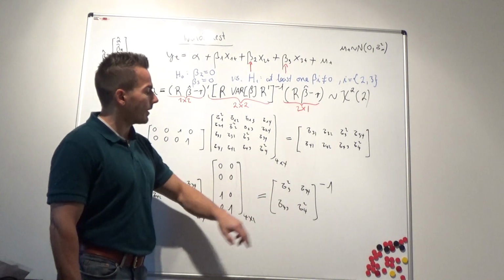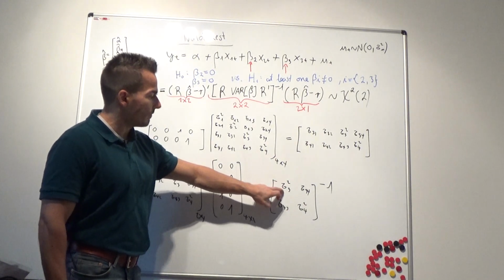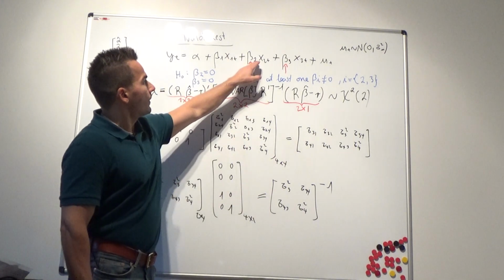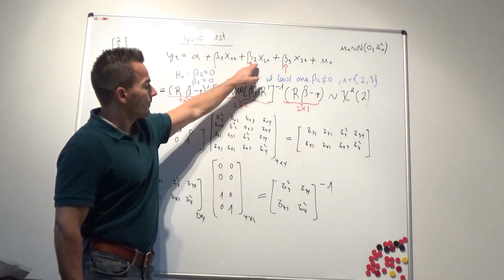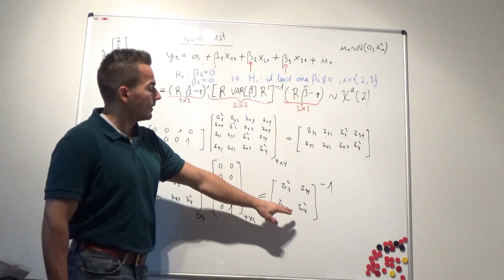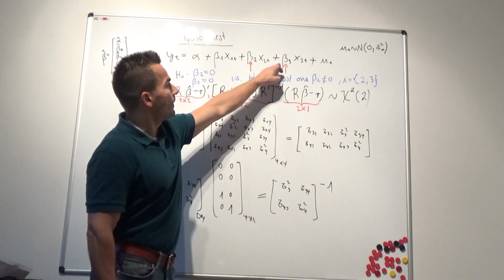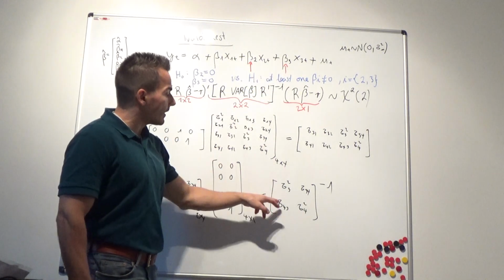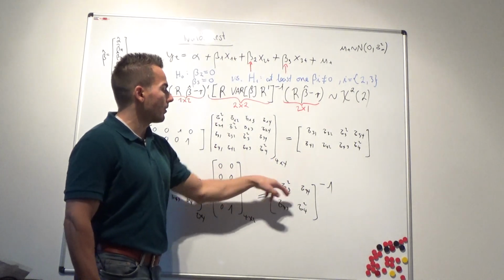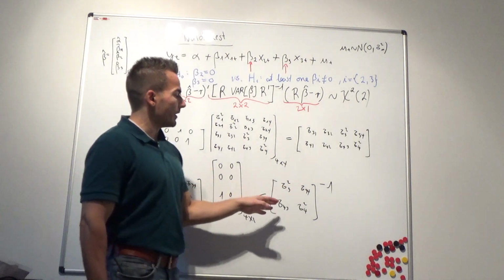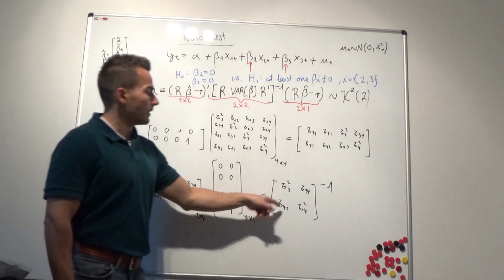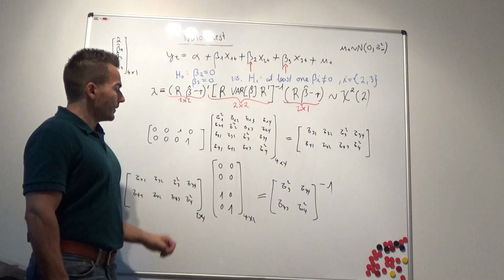So we have here on the main diagonal the corresponding variance of the parameter that we are interested to test. The second element is the variance of the second parameter that we are interested to test. And above and below the main diagonal, we have the covariance between those parameters. So this is what it does.